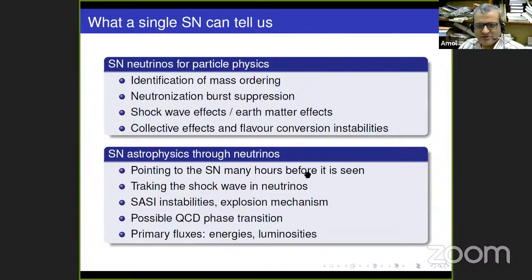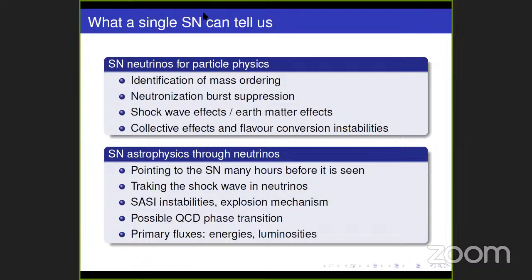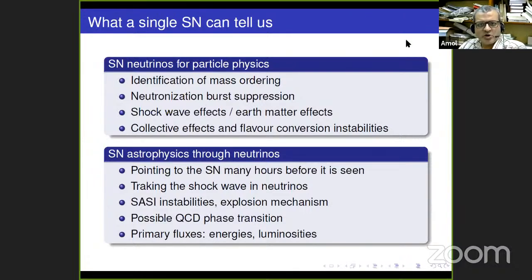So we saw that it will allow us to point at the supernova many hours before it is actually seen. Then if we can look at the shock wave, we can actually see that shock wave traveling in neutrinos, by looking at these neutrinos and seeing where it was at various times. We can look at the SASI instabilities, which will help us understand the mechanism of explosion better. It will also allow us to look at possible QCD phase transition.